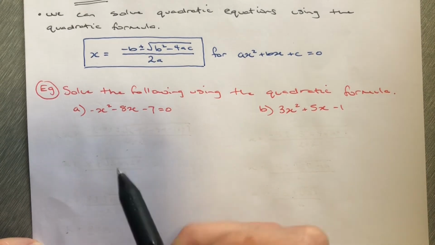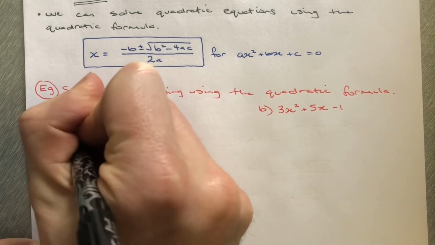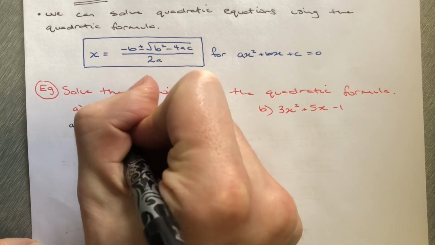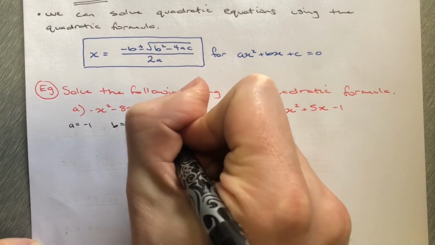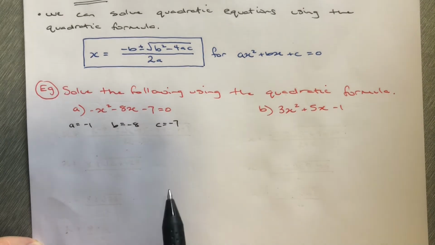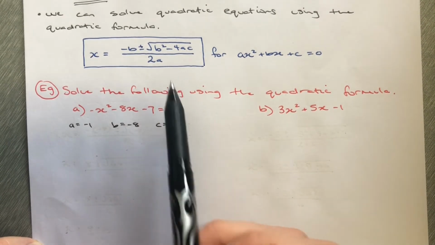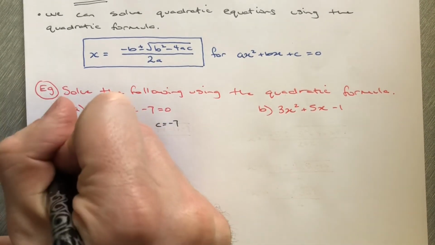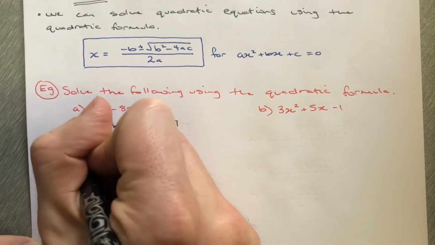So let's look at this one here. Our A is minus 1, our B is minus 8, and our C is minus 7. We're just putting those numbers into here. So let's do that. So X is going to equal.